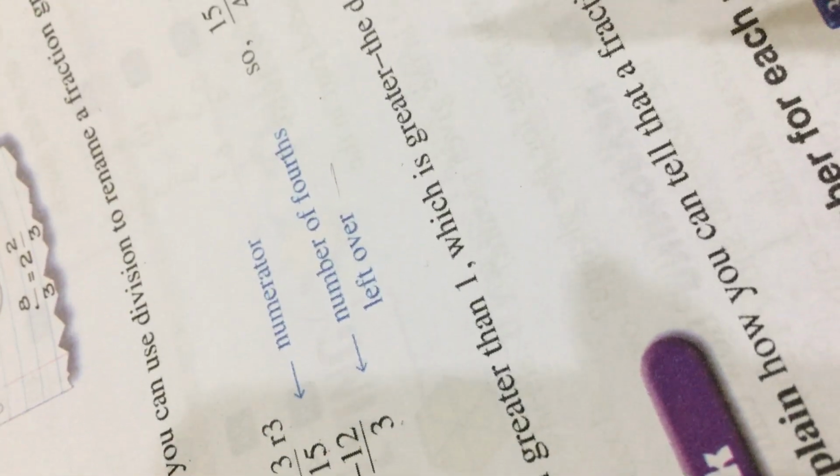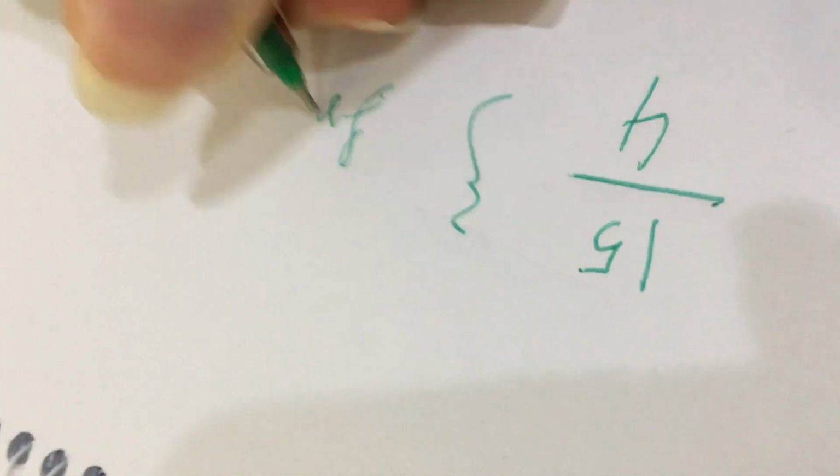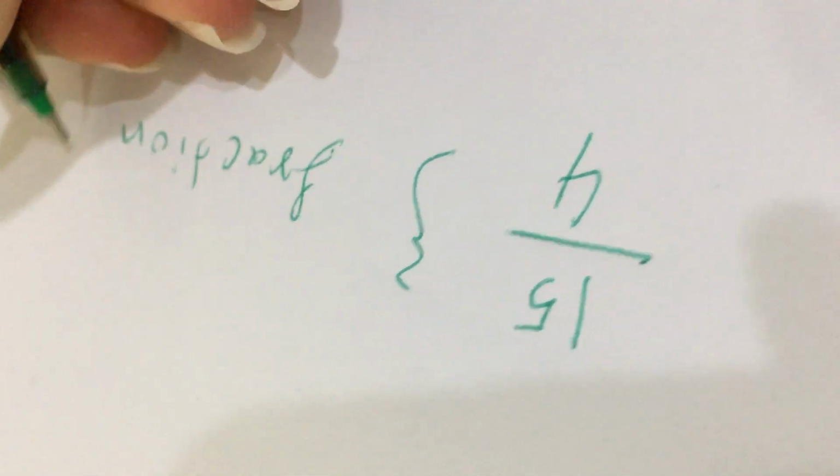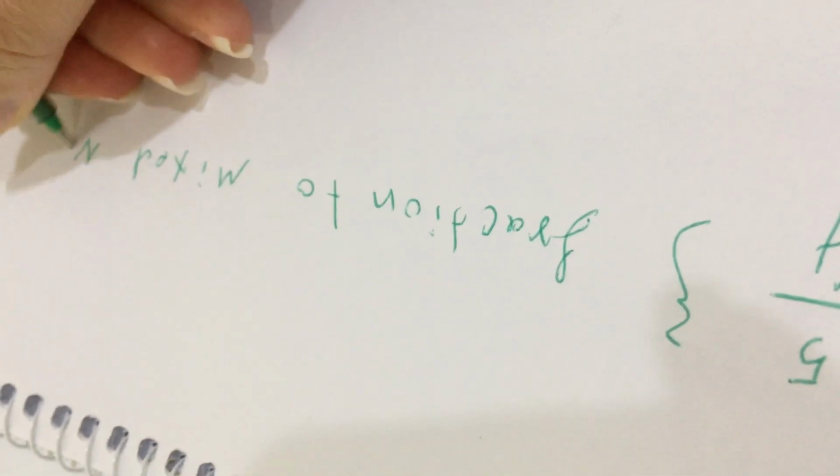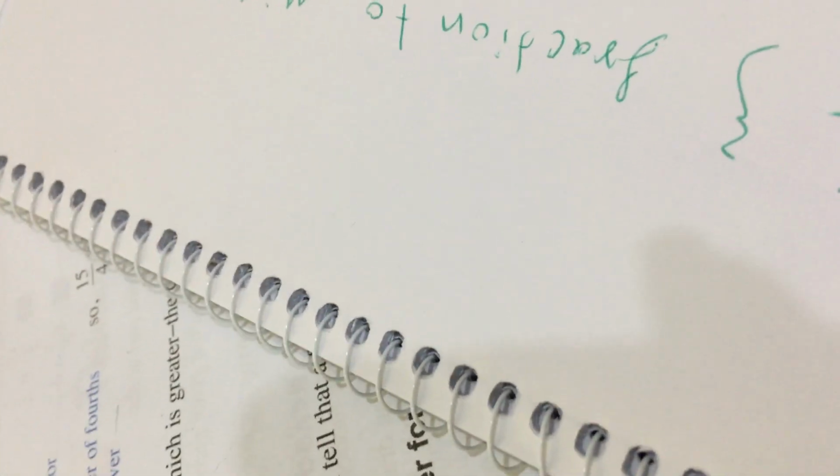Sometimes the numerator is greater than the denominator. In this case we have to use division. Name a fraction greater than 1. I have here 15 divided by 4. I have to change the fraction to a mixed number. I have to use division.